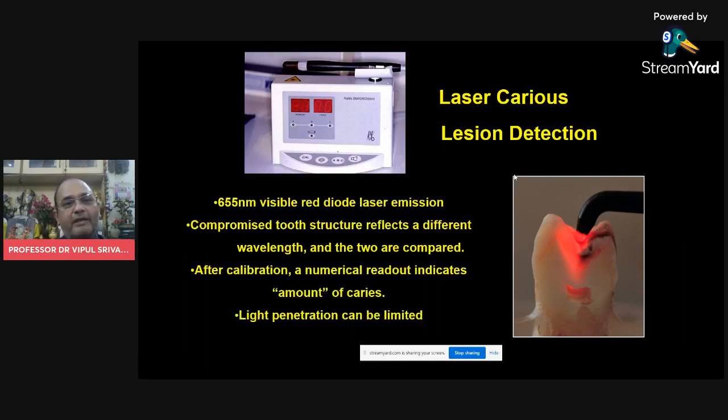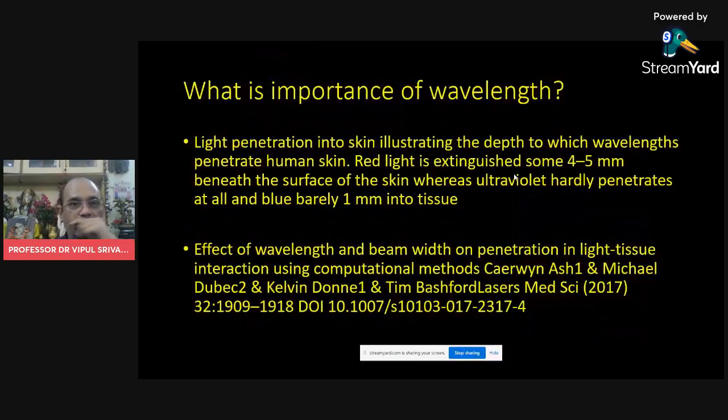So they are basically lasers which are used for detection of caries. I'm not going into much detail about this particular laser because they are not surgical lasers, and Cavo is the only company currently marketing and selling this device, known as DIAGNOdent, which is used for laser caries detection, right? So come back to the topic where we are. This was a brief review of the available wavelengths of lasers in dentistry.